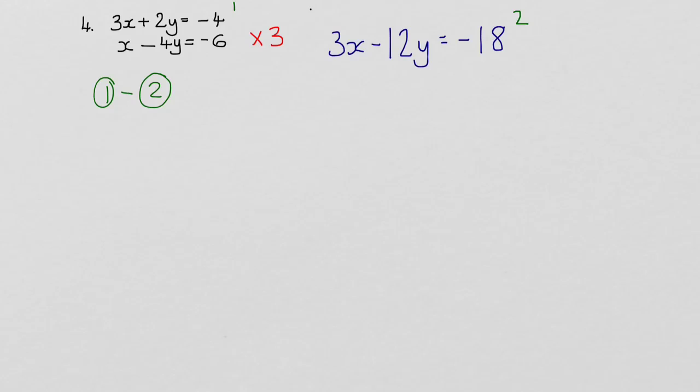we should get 3x subtract 3x, which will be 0, so you'll end up with an equation in terms of y. Once you have your value for y, you can then substitute that in to one of your initial equations and solve for x.